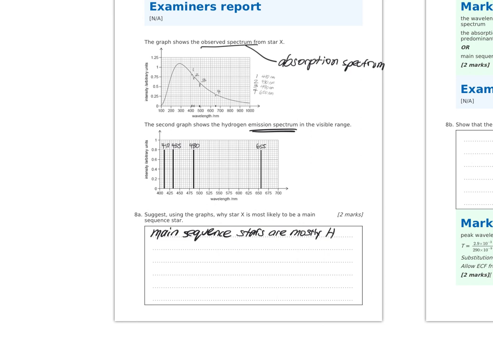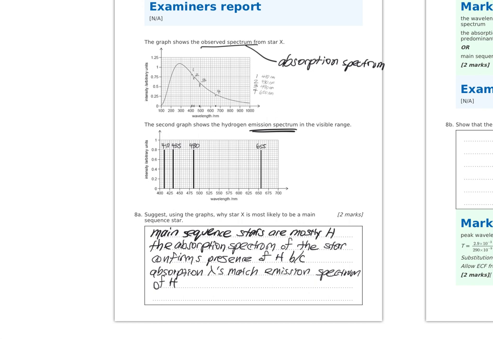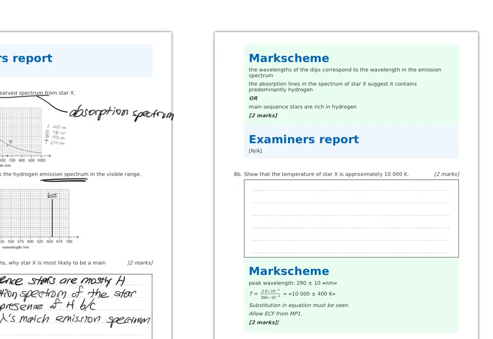And then maybe it's only 2 marks, but I should probably say why. So yeah, the absorption spectrum of the star confirms the presence of hydrogen because the absorption wavelengths match the emission spectrum of hydrogen.